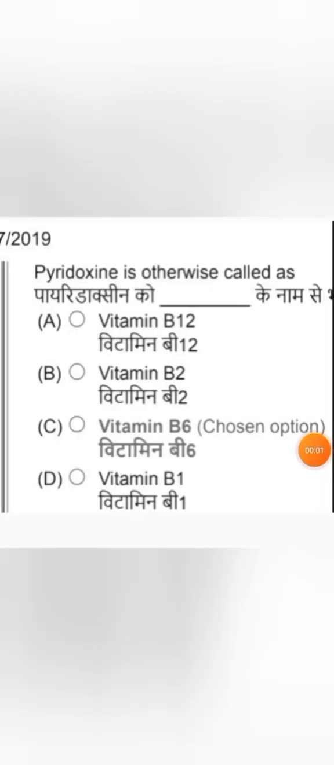And the next question, pyridoxine is otherwise called as. Options: option A, vitamin B12. Option B, vitamin B2. Option C, vitamin B6. Option D, vitamin B1. Pyridoxine is vitamin B6. Option C is the correct answer. Option C, pyridoxine.